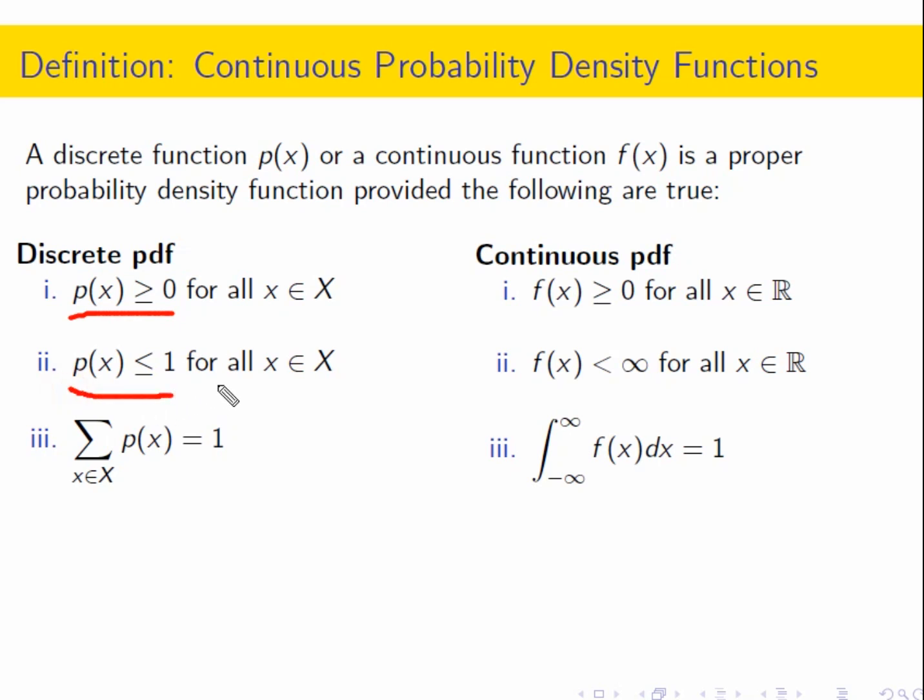No matter what your high school ball coach said, you can't give more than 100%, right? With probabilities, they're between 0 and 1, inclusive of the 0 and the 1. And the sum for all possible outcomes in X, the sum of the probabilities add up to 1. Okay, so we can define probability density functions based on continuous functions.